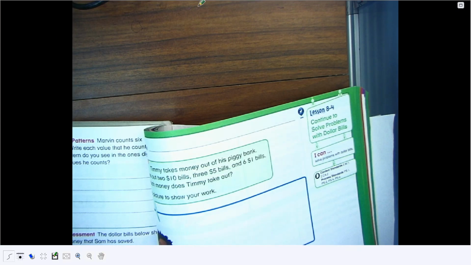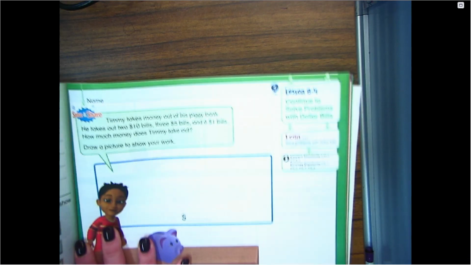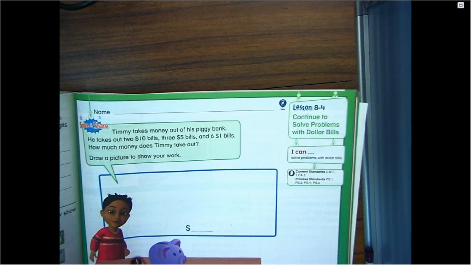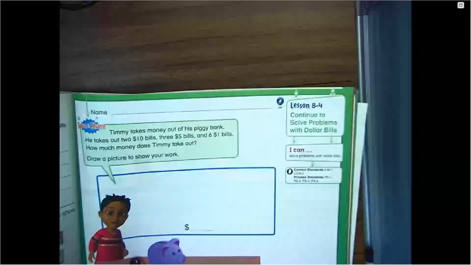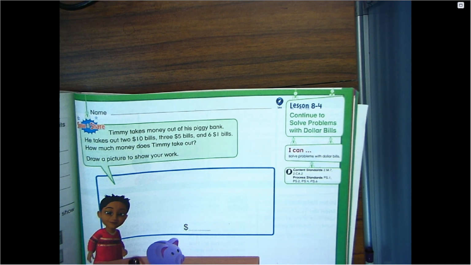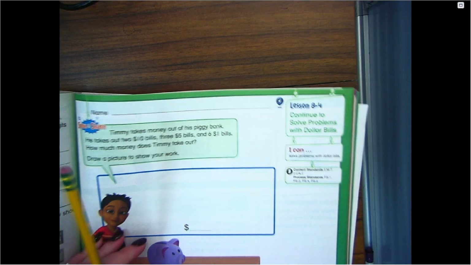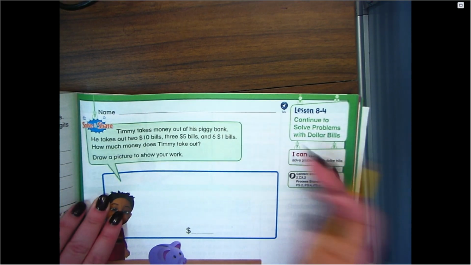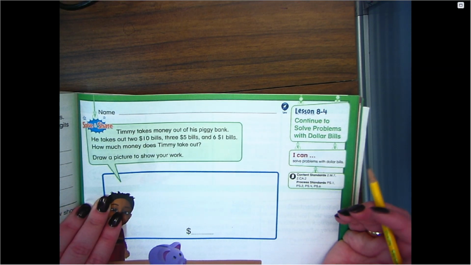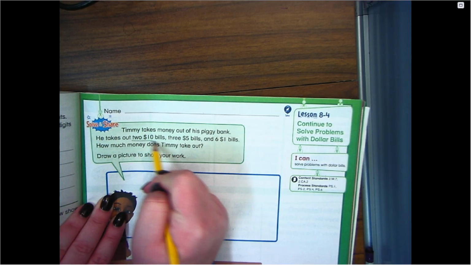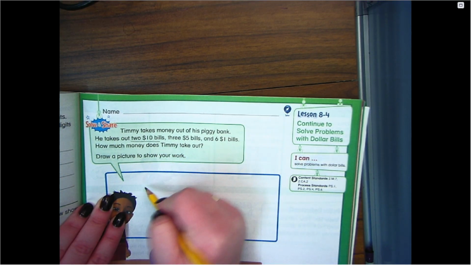Here we go. It says, Timmy takes money out of his piggy bank. He takes out 2 $10 bills, 3 $5 bills, and 6 $1 bills. How much money does Timmy take out? Draw a picture to show your work. So we're going to do this in steps. The first thing we need to represent is 2 $10 bills.